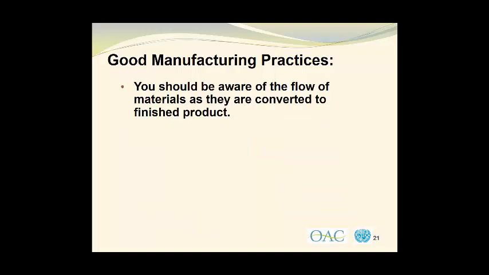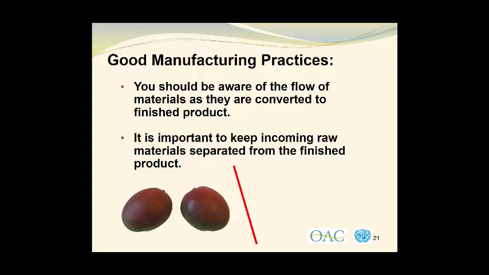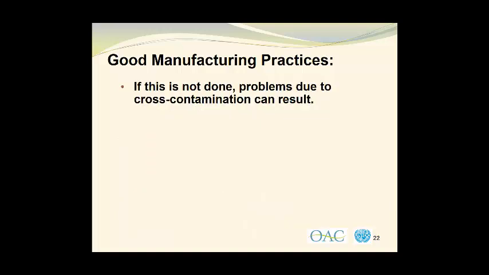You should be aware of the flow of materials as they are converted to finished product. It is important to keep incoming raw materials separated from the finished product under good manufacturing practices. So here we have some mangoes as our raw material, and we will keep them separated from the finished product, which is these dried mango slices. If this is not done, problems due to cross-contamination can result.